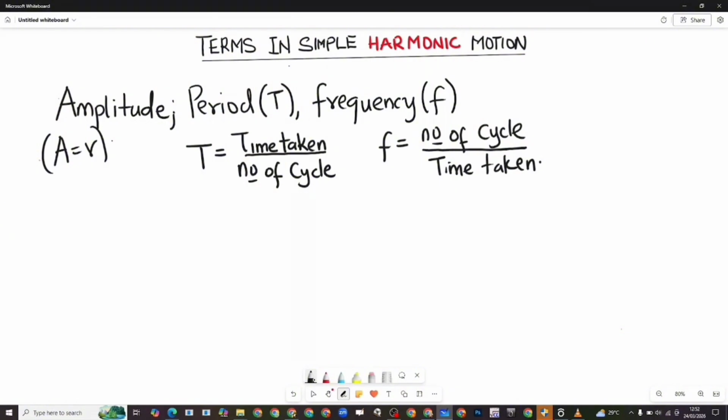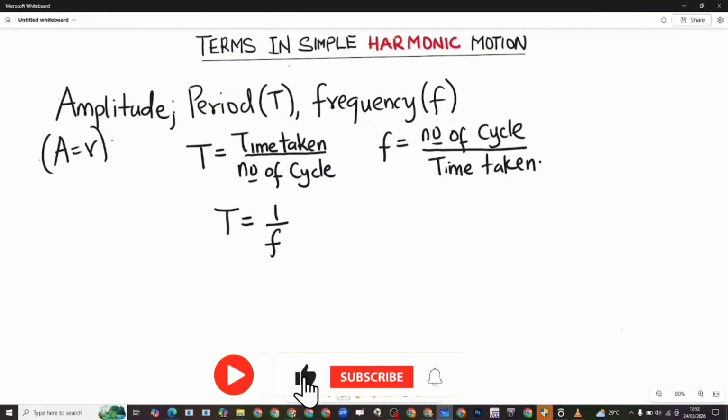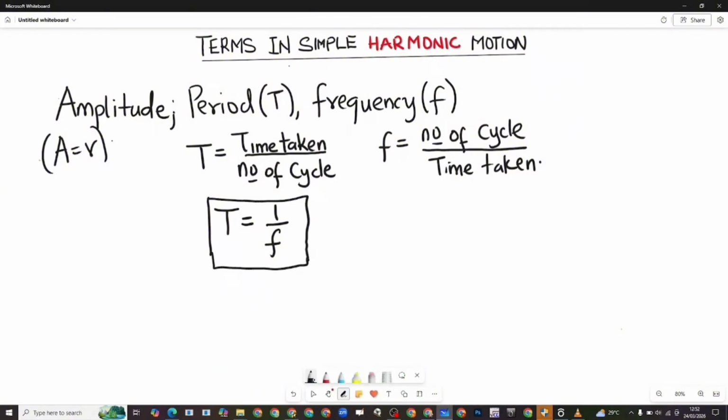And both of them have a relationship. Since one is the opposite of the other, we can say the period is equal to the inverse of the frequency. It's a relationship between the period and the frequency. You see this in many exam questions. Or you can say the frequency is the inverse of the period. They're inverses of each other, because the period is time taken over number of cycles, and the frequency is number of cycles over time taken. And we're going to look in depth into this.